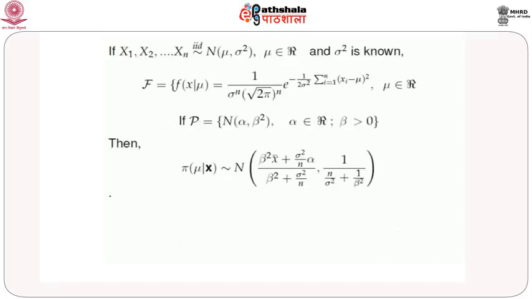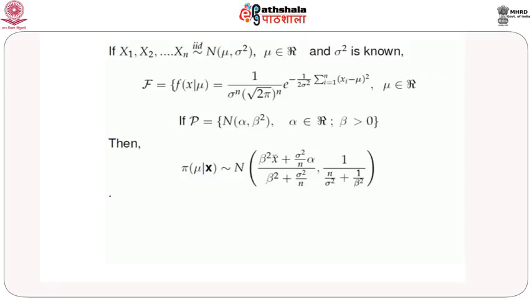We further note that if we have, instead of a single observation from normal mu sigma square, n IID observations from a normal mu sigma square population, where mu is any real number and as before sigma square is a known positive real number, and we assume the same class of prior distributions for mu, then the posterior distribution of mu given the data x1, x2, ..., xn is also normally distributed, and the mean of the normal distribution is (beta square x bar plus (sigma square by n) alpha) by (beta square plus sigma square over n), and the variance is 1 over (n by sigma square plus 1 over beta square).